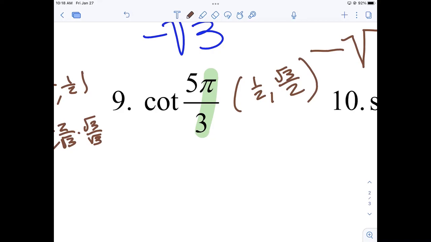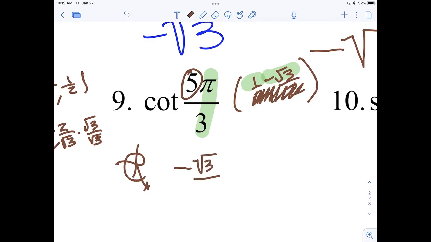We're at 8 minutes and 24 seconds. We're at risk of not finishing if we continue all this shenanigans. 5 pi thirds. That puts us into quadrant 4, where it's positive, negative, and cotangent is x over y. The 2's will divide out. So what is it? 1 over negative square root of 3 becomes negative square root of 3 over 3. Yeah, very good.